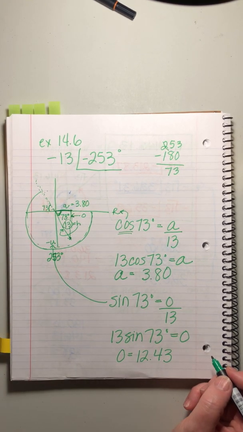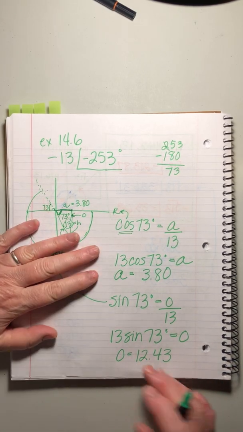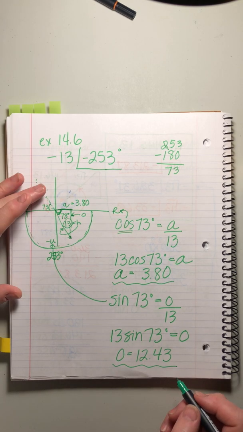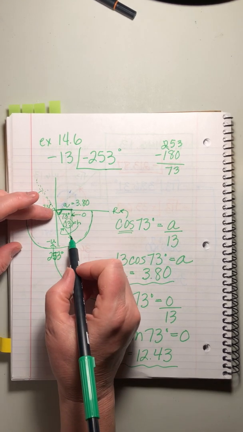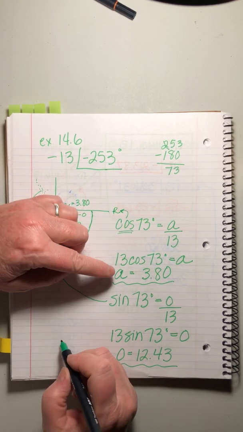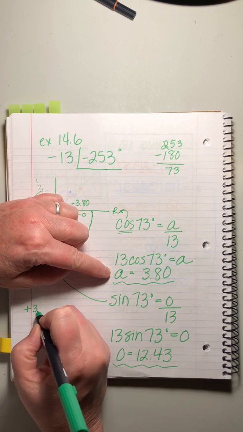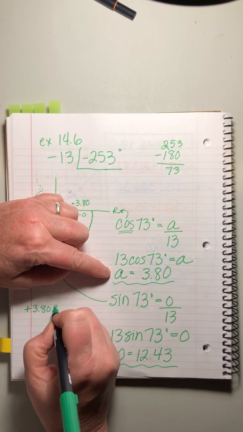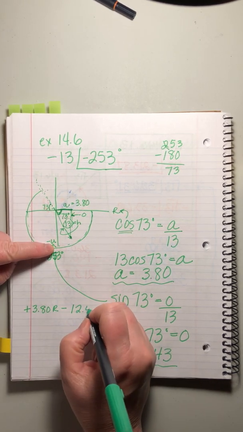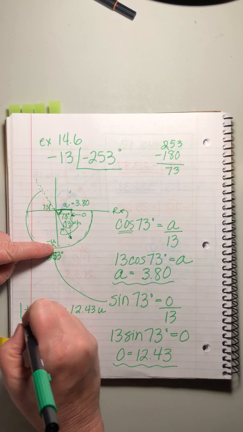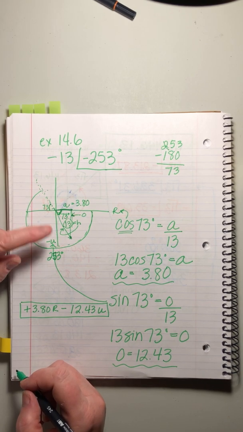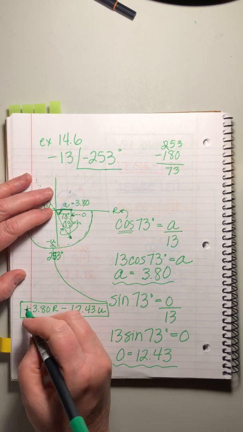So our final step is to write these as rectangular coordinates. And we have to figure out the pluses and minuses for ourselves. We see that our point here has a positive right value, but a negative up value. So I'm going to write plus 3.80r minus 12.43 to the up. That's what I say is my final answer. And I feel good about it, but when I look at John's, I see that this is what he's got for an answer.